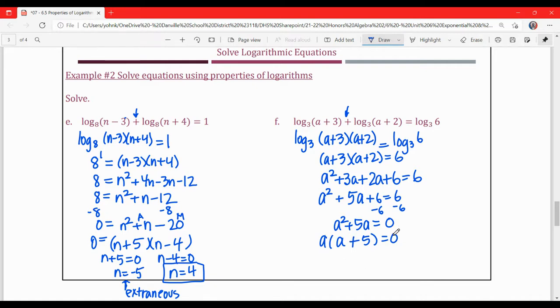Two things that multiply to give me 0, set them each equal to 0. So a equals 0, and a plus 5 equals 0, so a equals -5. So a is -5 and 0. Let's see if I plug 0 in: 0 plus 3 is 3, 0 plus 2 is 2. They're both positive, so that one's okay. If I plug in -5 plus 3, that's -2. Right away it's negative, so we're going to say extraneous for the other one.